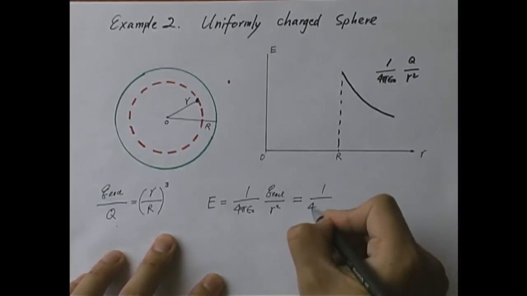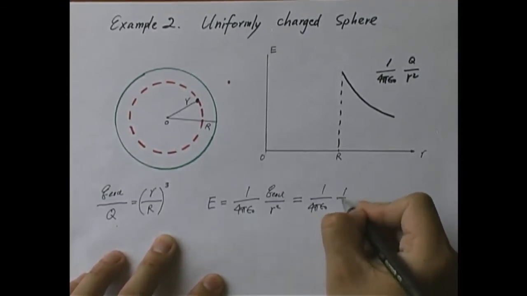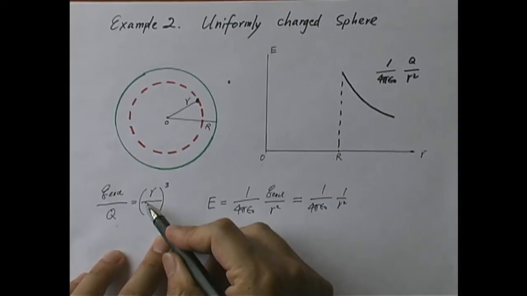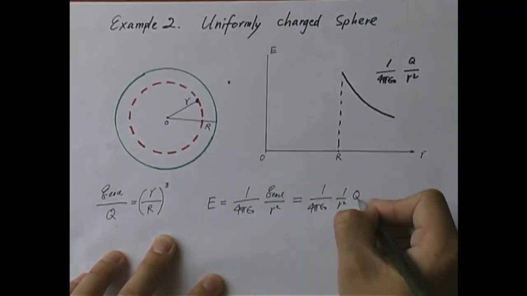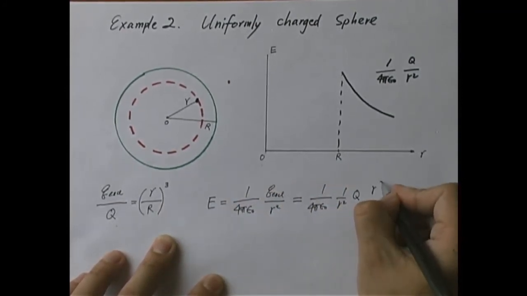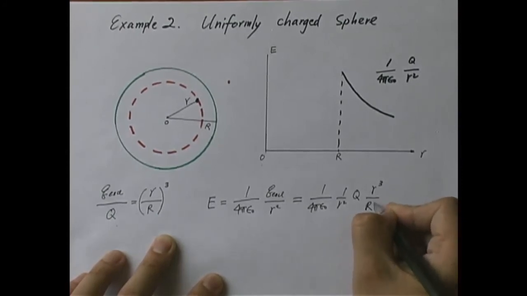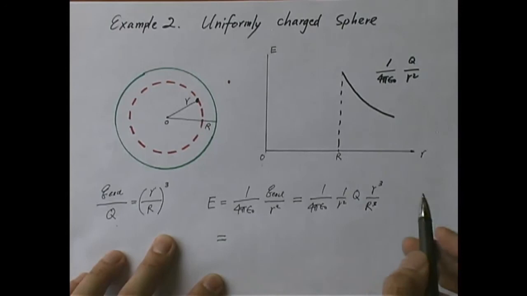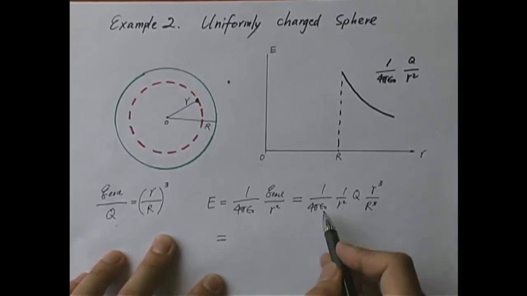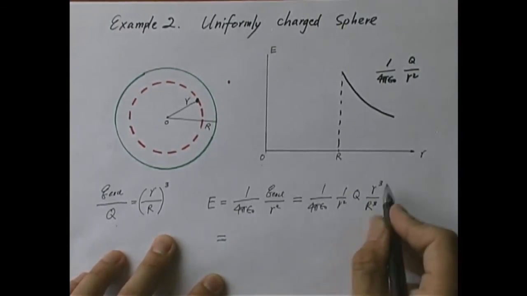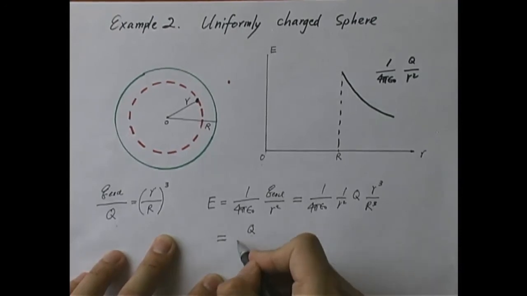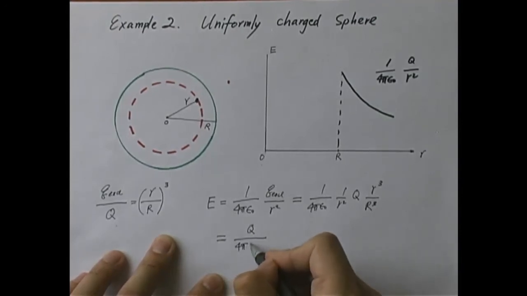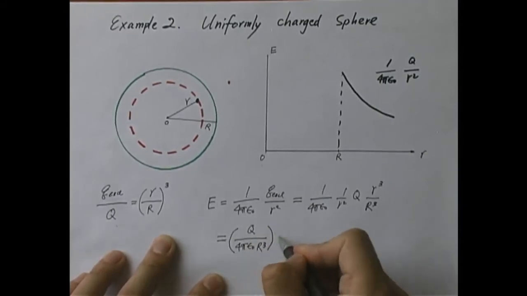1 over 4 pi epsilon naught R squared, and then copy that formula, as big Q times R to the power 3 divided by big R to the power 3. You do a little simplification. Here's R to the power 3, here's R to the power 2. So they cancel with 1 power left. It's Q over 4 pi epsilon naught, big R to the power 3, the whole thing multiplied by R.